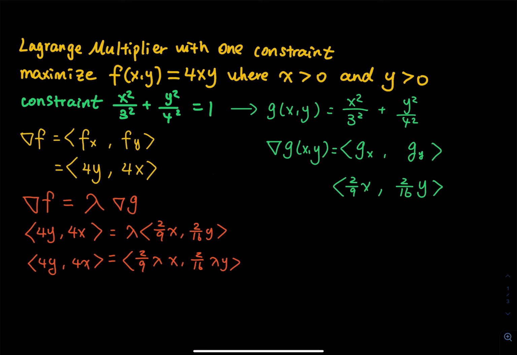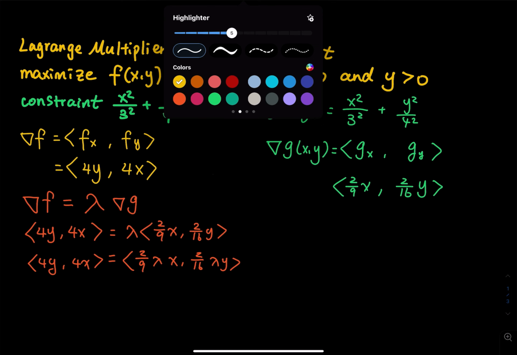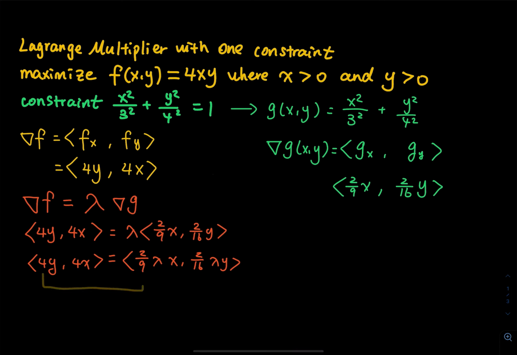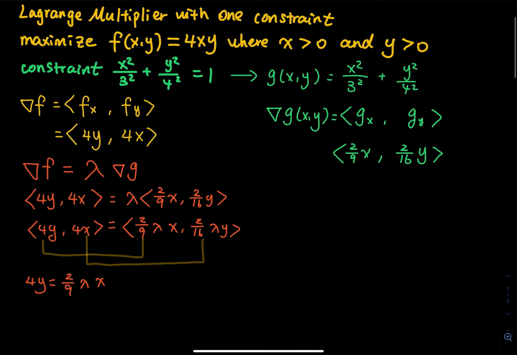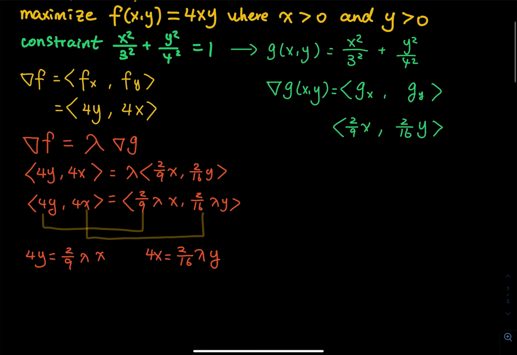And then we have to set up our equations by setting the first partial derivative equal, and then the second partial derivative equal. So we have 4y equals 2 over 9 lambda x. And on the other side, we have 4x equals 2 over 16 lambda y. Okay, can we isolate lambda on one side and then set them equal?